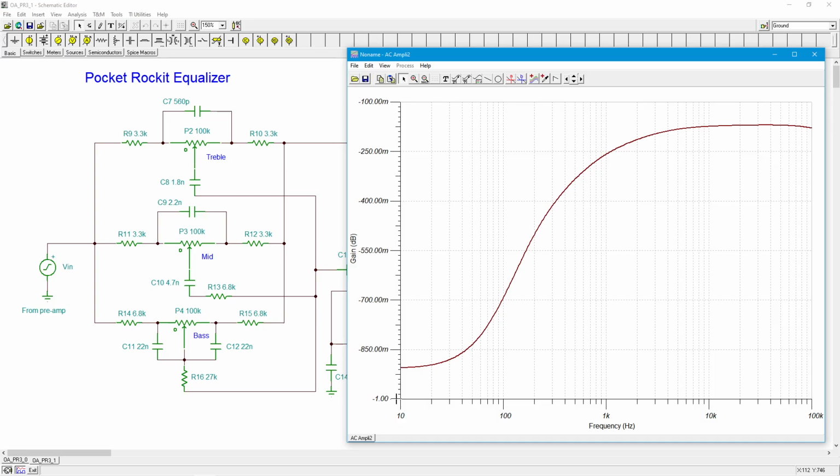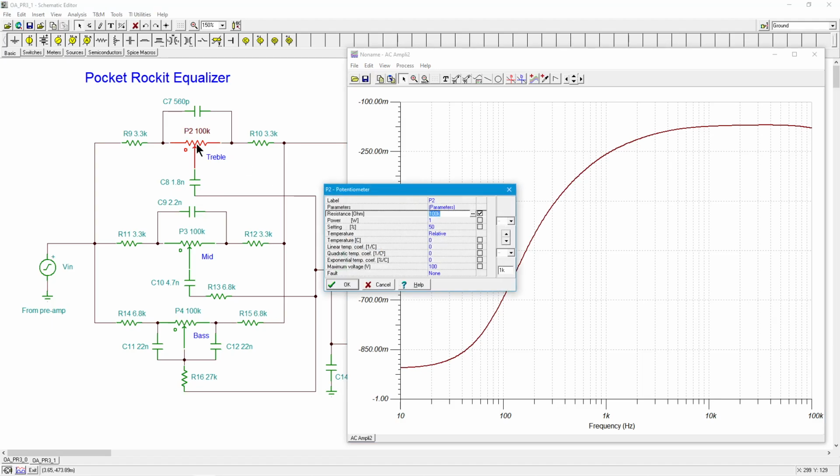So you're basically saying this thing is flat within less than a dB between 10 hertz and 100 kilohertz. I think that's pretty good. Okay, all right, let's go and change up the pots.